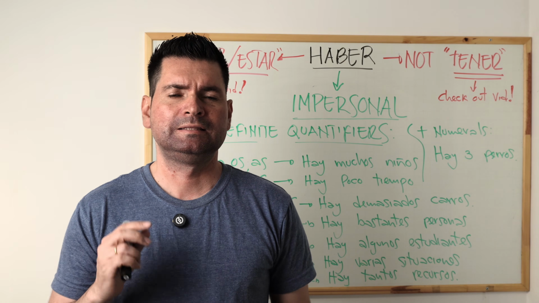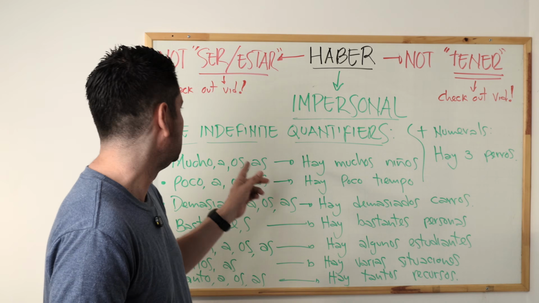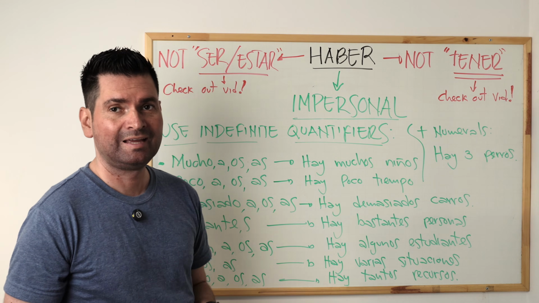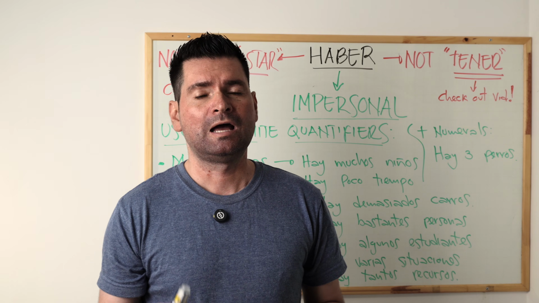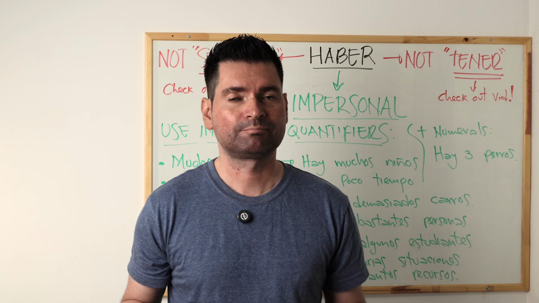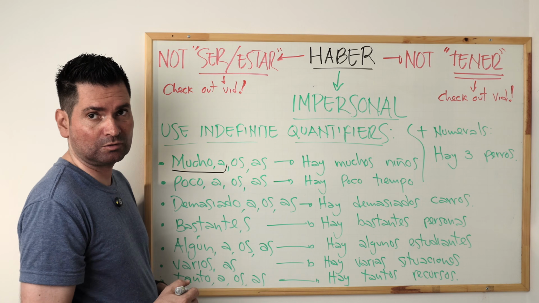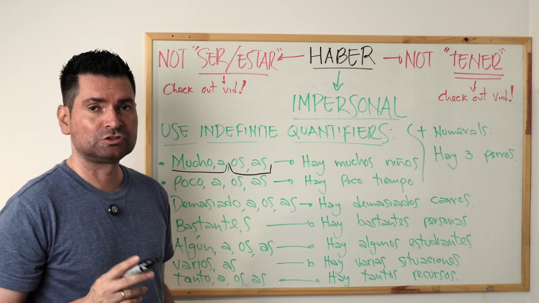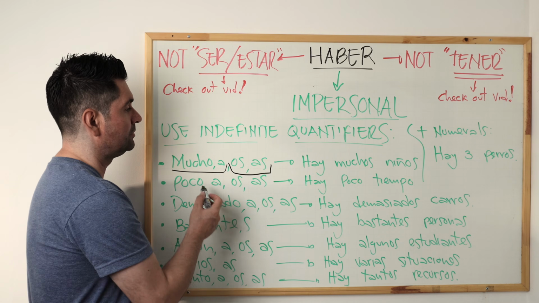Now, I wanted to add the most useful keywords for this topic, for the impersonal. And they are called indefinite quantifiers. The first one is mucho, mucha, muchos, muchas. Here's a topic that I'm just going to touch a little bit because later on I'm going to make a video about a very important topic. The topic is countable and uncountable nouns. Here, mucho and mucha are going to be uncountable, so they're going to be for singular nouns. And muchos, muchas are going to be countable, so they're going to be used with plural nouns. That's the general idea.